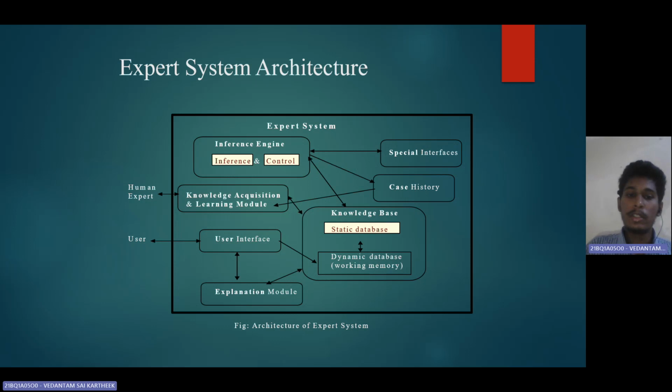The whole set of modules here is part of the expert system architecture. It consists of the inference engine, knowledge acquisition and learning module, user interface, explanation module, knowledge base, case history, and special interfaces. Human experts and the users will be interacting with this expert system.